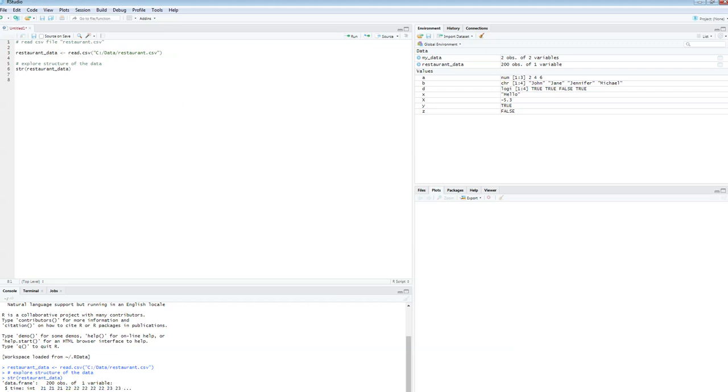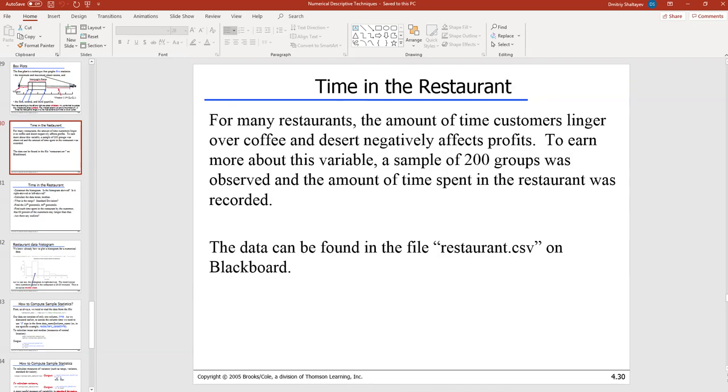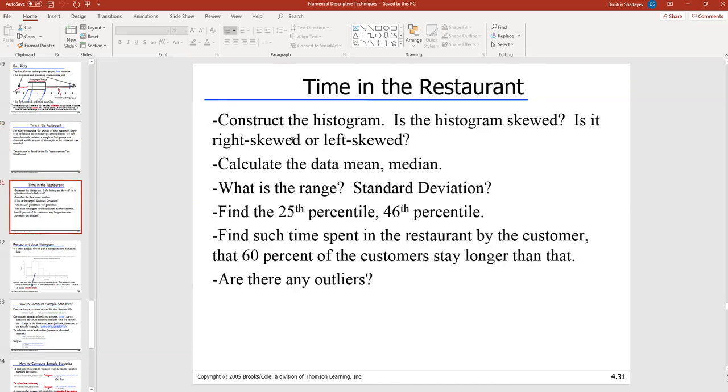Okay, beautiful. Now let's go back to the PowerPoint and see what we want to do with this data. Construct the histogram. Is the histogram symmetrical or skewed? If it is skewed, is it right skewed or left skewed? Because it's numerical data, we can calculate all kinds of measures for it. Calculate the mean and the median. What is the range for the data?